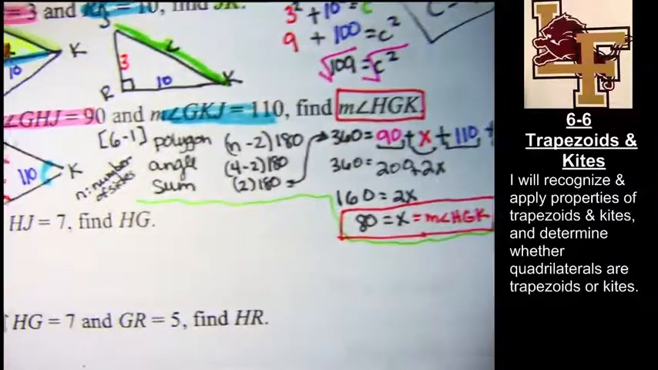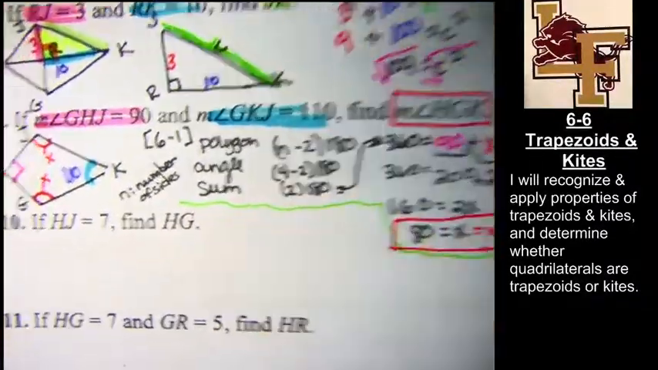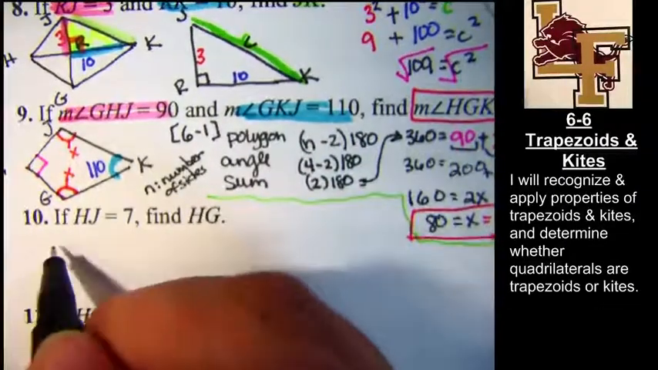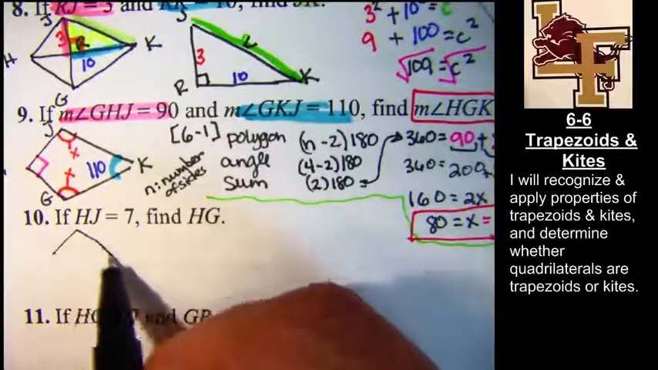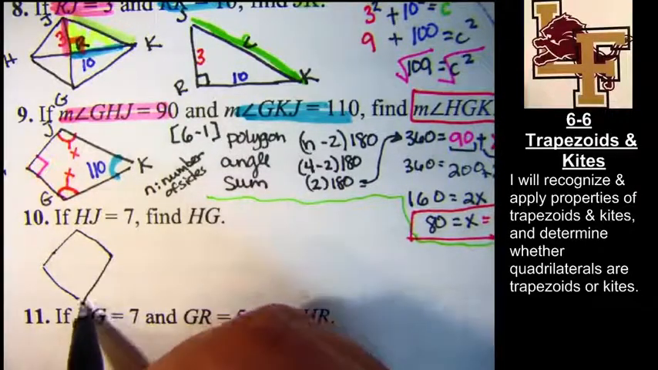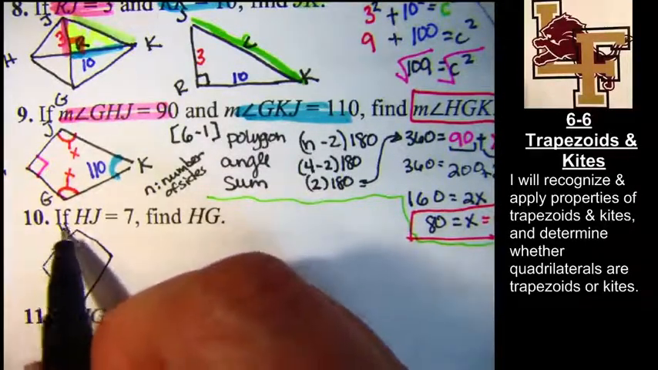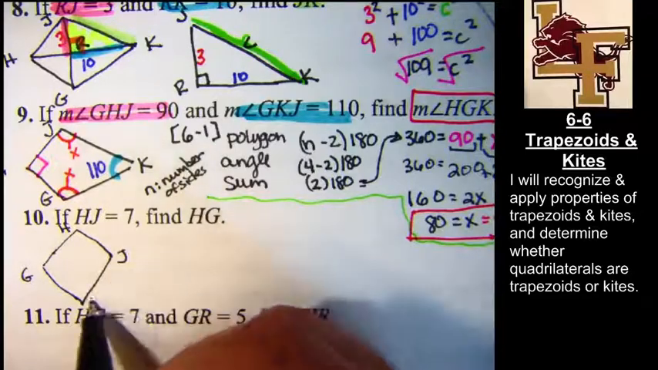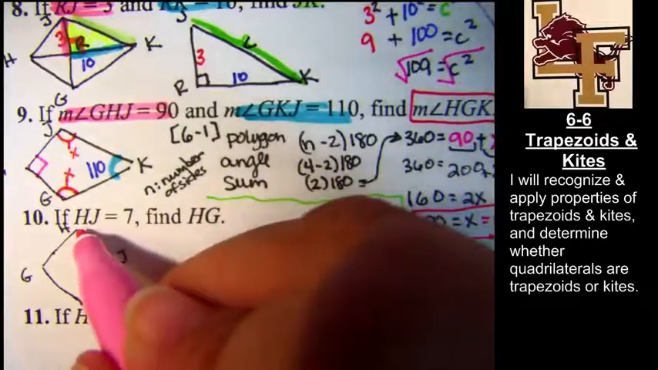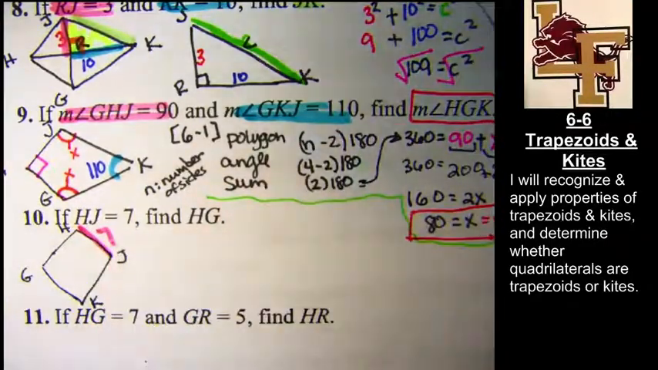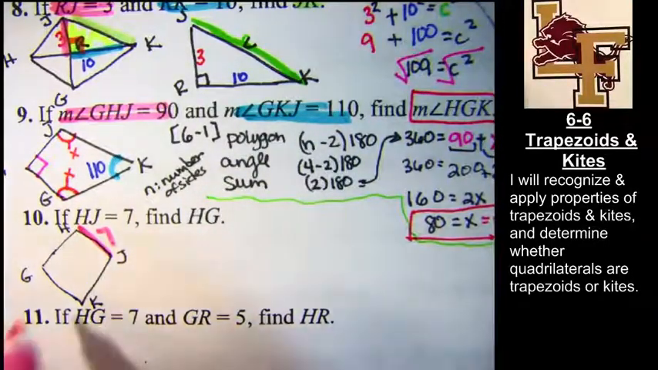All right, I need to draw another kite, so I'm going to draw this kite again. And I go ahead and draw it this way. Why not? That seems like a good kite. So H is here, G is here, J is here, K is here. I'm told that the measure of HJ right here is 7. And they want me to find the measure of HG.